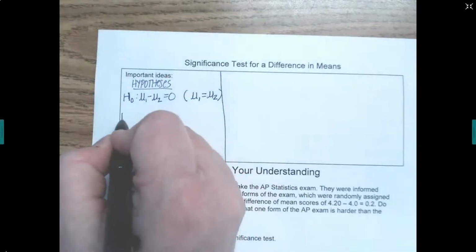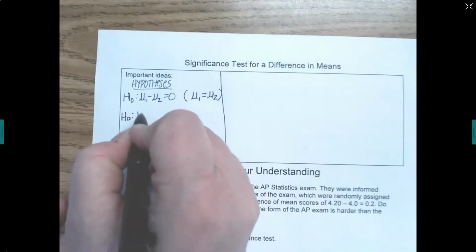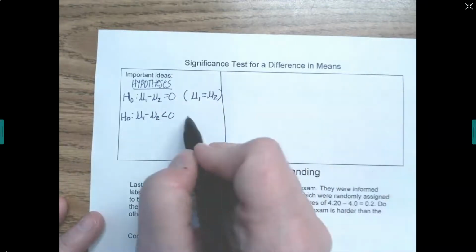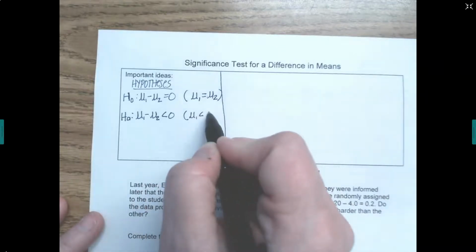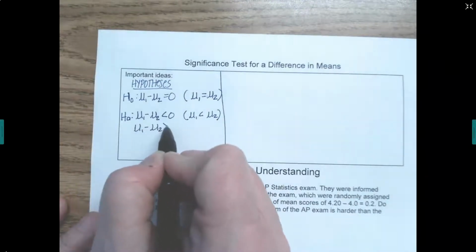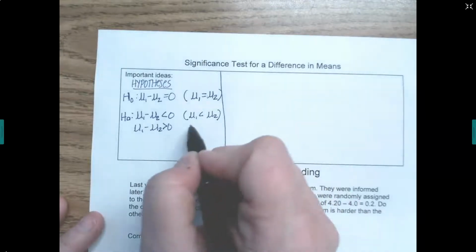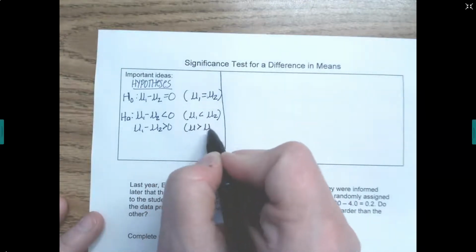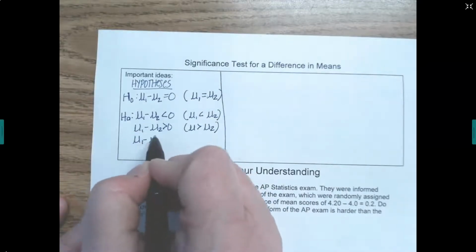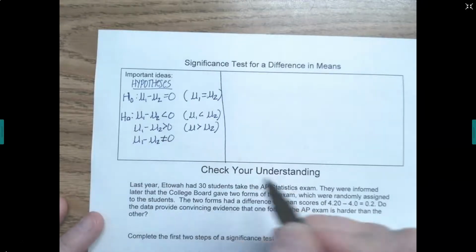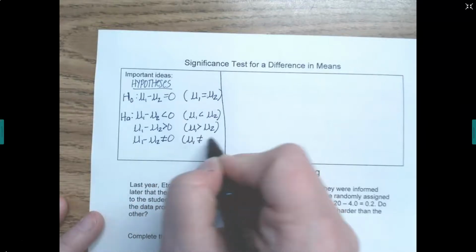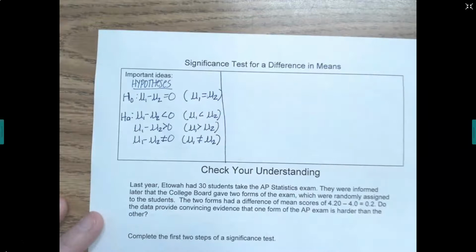For our alternative hypothesis, we will have either mu1 minus mu2 is less than 0, and that means that mu1 is less than mu2. We could have that mu1 minus mu2 is greater than 0. That would mean that mu1 is greater than mu2. Or we could also have, like we did on the front, mu1 minus mu2 just doesn't equal 0, meaning mu1 is not the same as mu2.